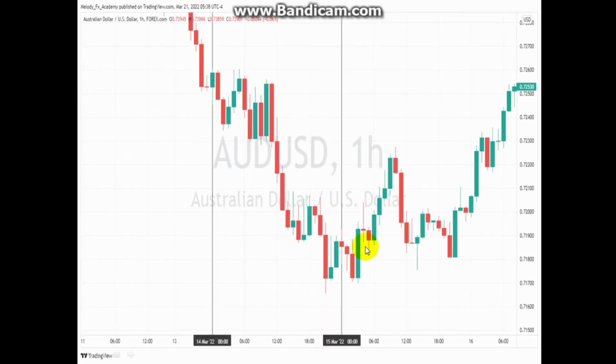Now this is the 1 hour time frame. As you can see, this is Monday's opening candle, 12 o'clock New York time, and the opening candle for the new day, Tuesday, 12 o'clock March 15.